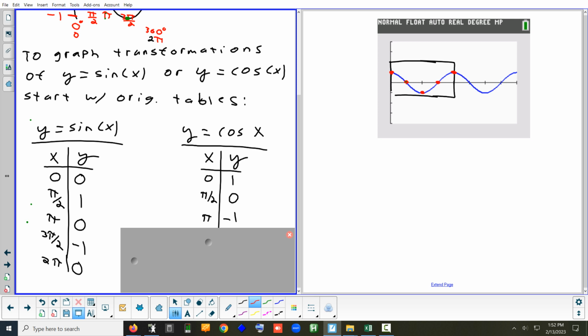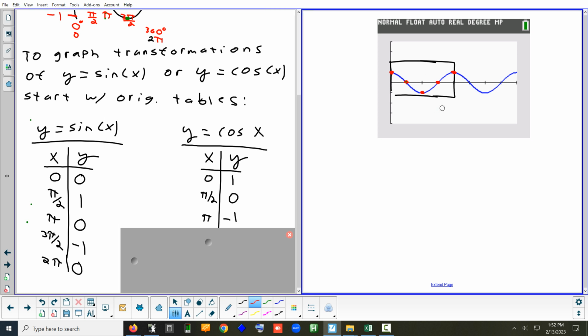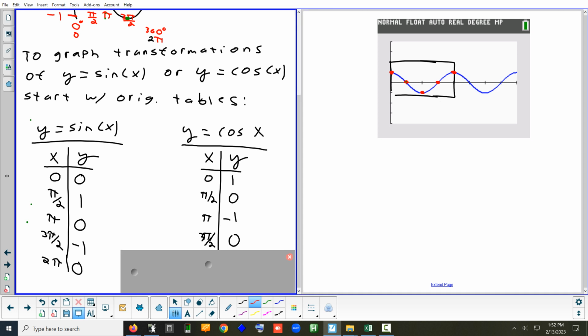Would be 3 pi over 2 and negative 2. Sorry, 3 pi over 2, 0. Yeah, negative 2 would be down there. So 3 pi over 2, 0. And Ryan, my last point, 2 pi and 1.